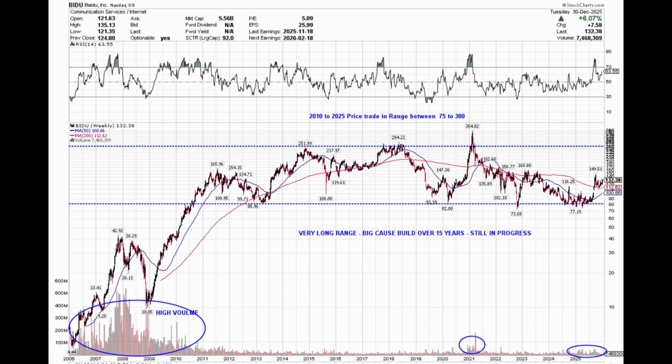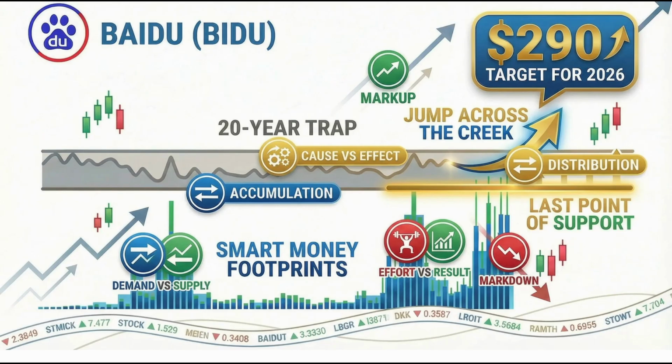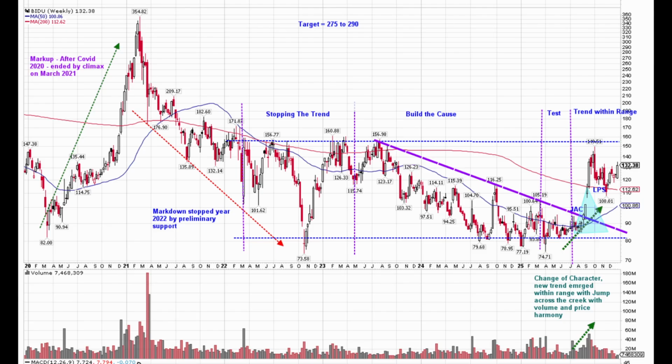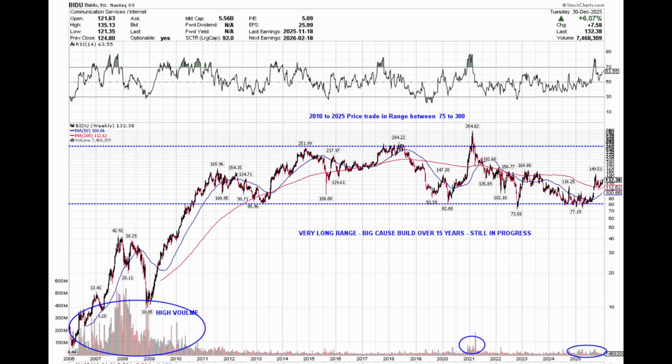We are applying Wyckoff principles, which rely on three major laws: one, supply and demand; two, cause and effect; and three, effort versus result. We will also perform a structural analysis to identify where the trend stops in range bound action. We look for footprints where the trend halts, the period where the cause is built, the subsequent test, and finally, the emergence of a new trend, either an uptrend or, in the case of distribution, a downtrend.